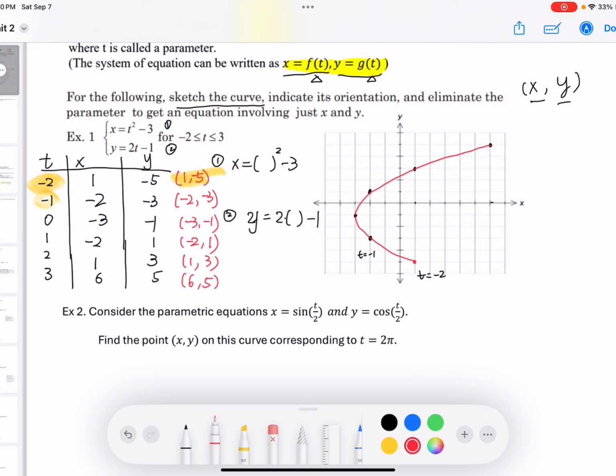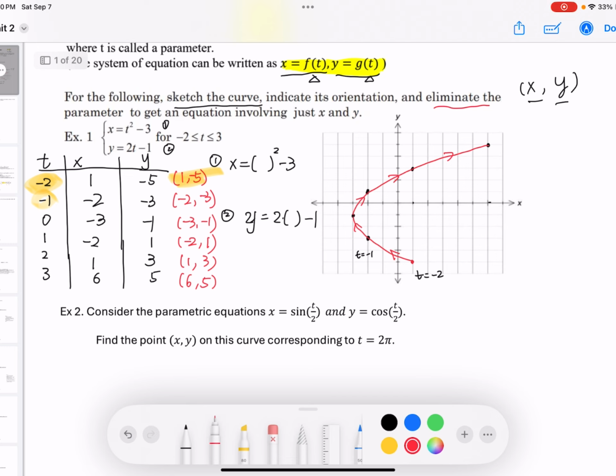So what is the next part? It is asking what the orientation is. Okay, I'm coming from the initial point, going this way. So this orientation, we can say from the bottom to the top. How about the next part? Eliminate the parameter to get an equation involving just x and y.